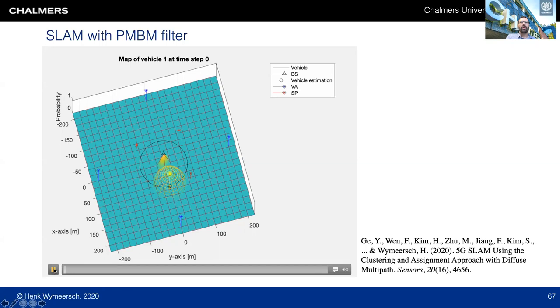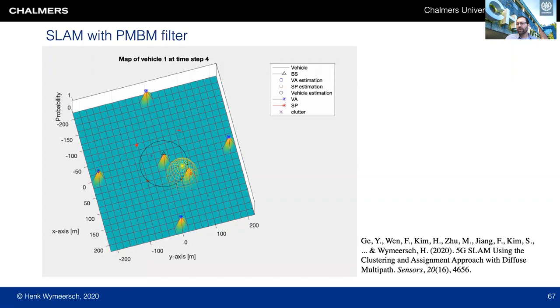Over time, now the user is here. It has already mapped all the walls. It's figured out that there are virtual anchors in these locations. It has already seen that there's a scatter point here. You also see that in some locations there are clutter measurements, because maybe the channel estimation is not perfect. So it generates temporary hypotheses here, but over time it discards them because they are not very probable.